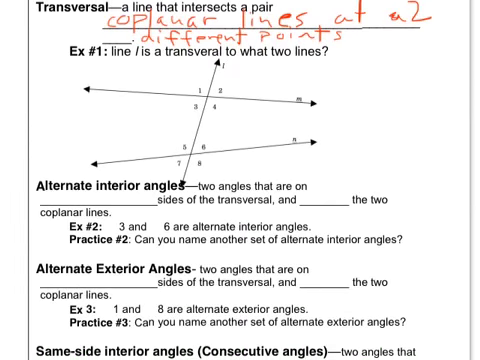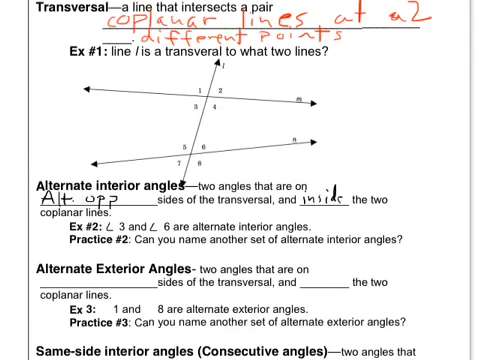The first kind are called alternate interior. And so the example there is 3 and 6. These are alternate interior. So let's fill that in. These are two angles that are on the alternate, or you could say opposite, sides of the transversal, and inside the two coplanar lines. That's why they're called alternate interior. And we could say, for example, here 3 and 6 are alternate interior angles.